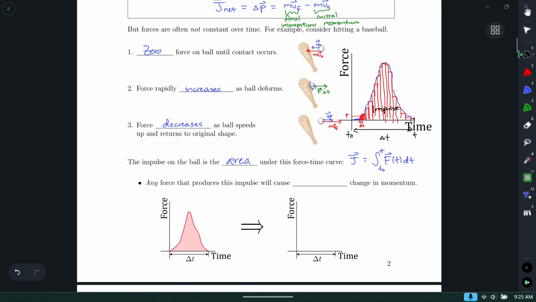Okay, we'll stop there, but we're going to come up with a way next time to be able to replace that more complicated force curve with a simpler one. And that'll make the whole rest of this easier to do.